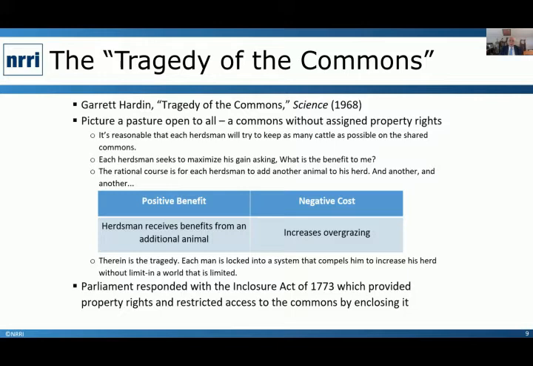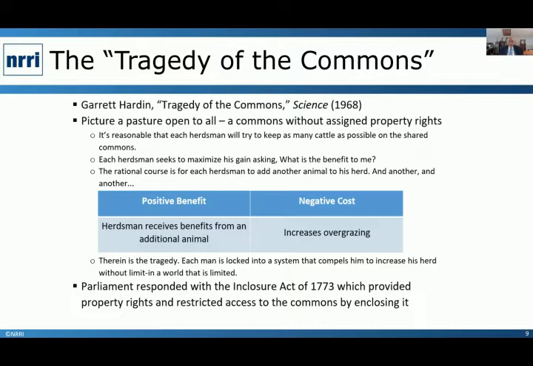The herdsman sees a positive benefit of adding an additional animal. The negative cost is that it increases overgrazing. The societal cost is that it increases overgrazing. Well, Parliament recognized the problem of the tragedy of the commons, although they didn't call it that, back in 1773, when they enacted the Enclosure Act, which provided property rights and restricted access to the commons by enclosing it.